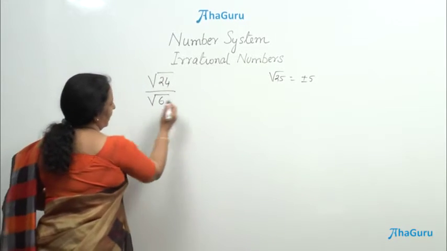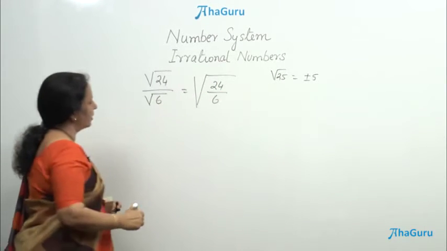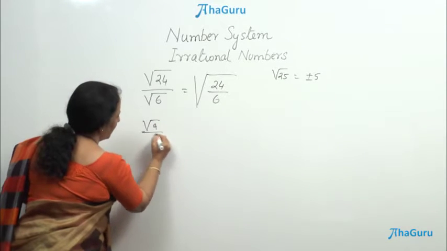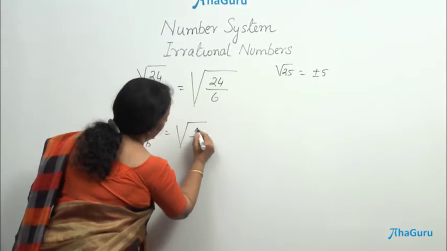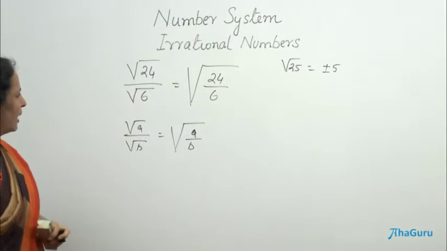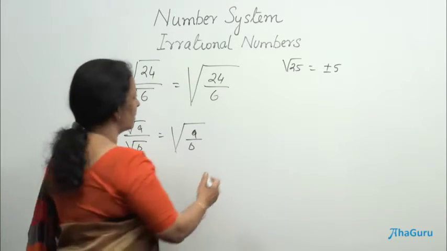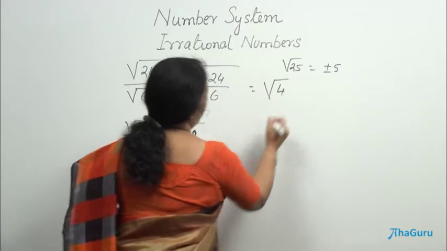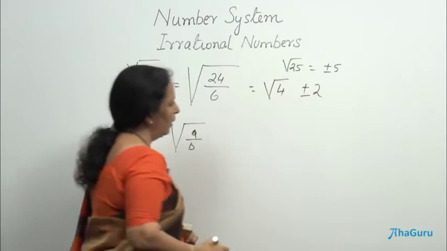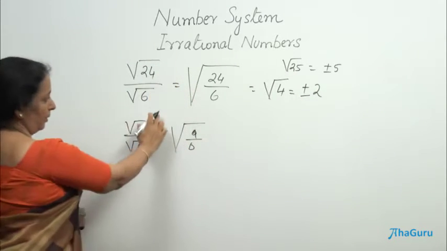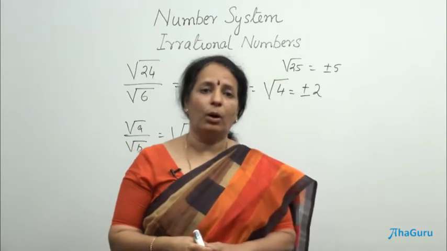See, this can be written as a common symbol, root 24 by root 6. So, this is nothing but say root A by root B. This is nothing but root of A divided by B. This is what it means. So, it is the same as that. Now, we can solve this first, 24 by 6, which is what? Root of 4, and what is the answer for that? Plus or minus 2. Now, this is irrational, but our final answer is rational.